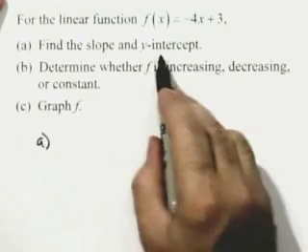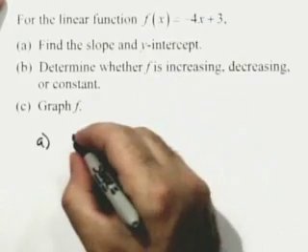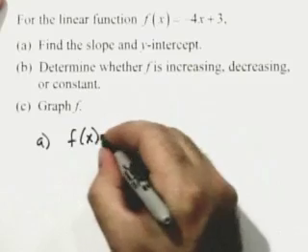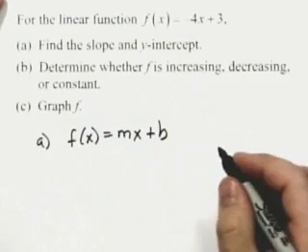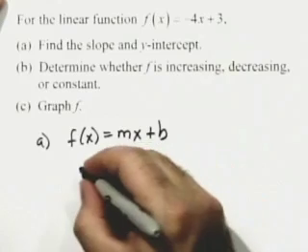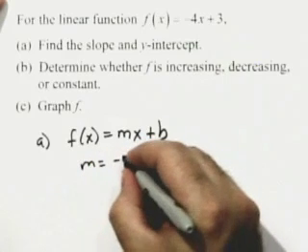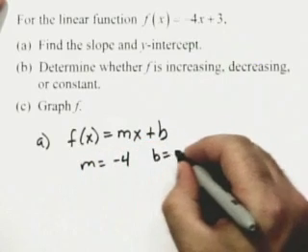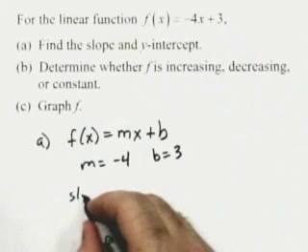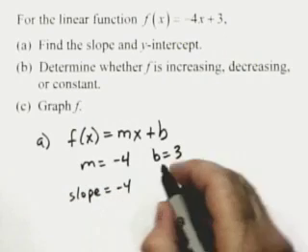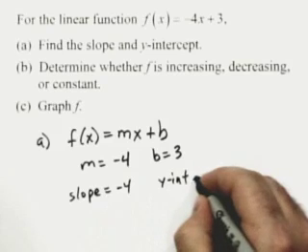For part A, to find the slope and y-intercept, we note that our function is given in the form f of x equals mx plus b. That's our slope-intercept form. So in this form, we can see that m is equal to negative 4 and b is equal to 3. So we know that our slope is negative 4 and the y-intercept is 3.